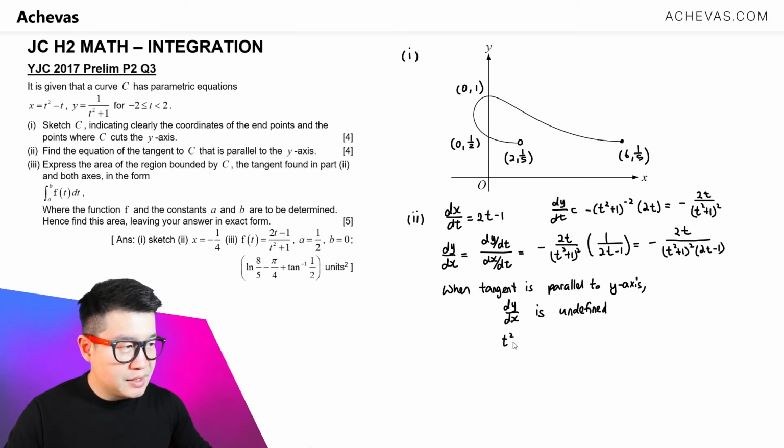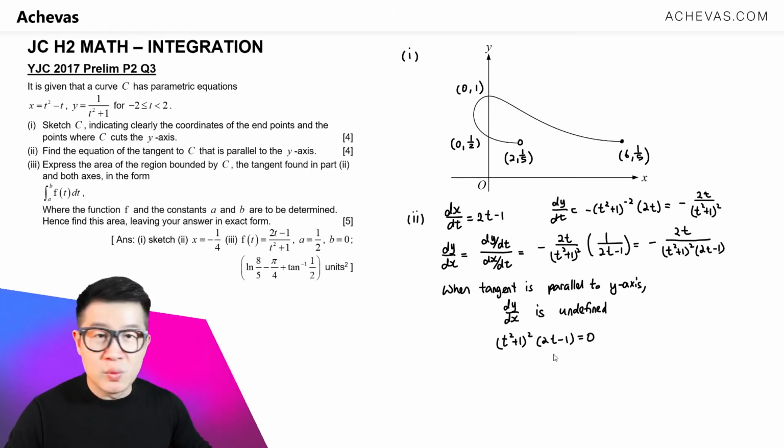So we are going to be letting this square, then (2t minus 1), to be equal to 0. So when we let the denominator be equal to 0, we have this expression multiplied by this expression. But this expression here is always positive.